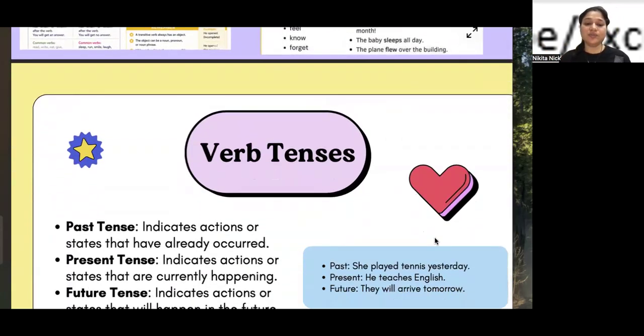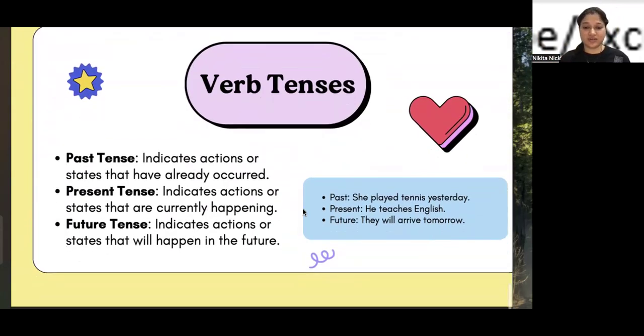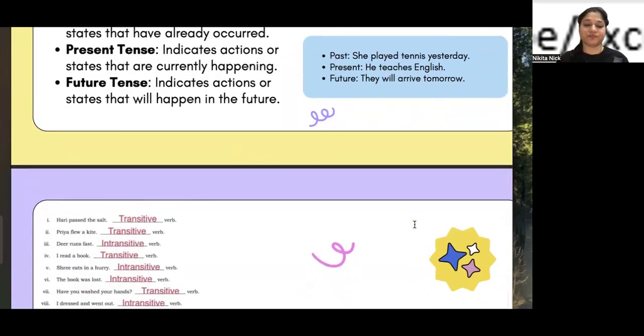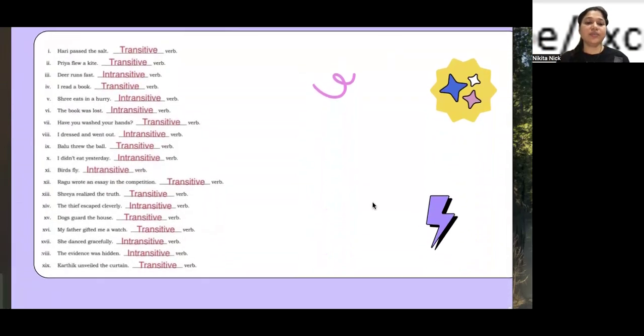It's fine. Okay, verb tenses: past tense, present tense, future tense. So past, present, future, it depends on the tenses and the verbs. For past, subject plus V2. She played tennis yesterday. So yesterday is the word that indicates the past tense. In present, it's he teaches English. That is the V5 form, S, ES or IES, we use for present, but only for simple present tense and positive sentences. Future, they will arrive tomorrow. Will plus V1 form.